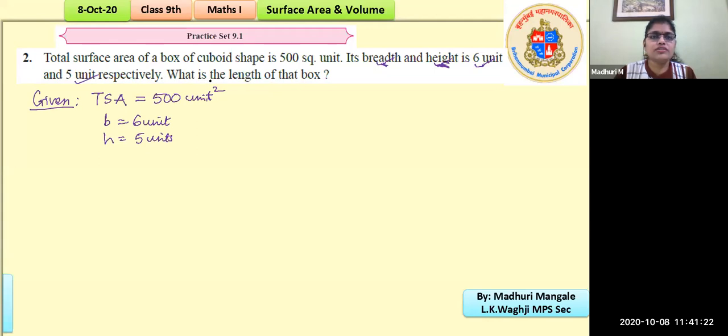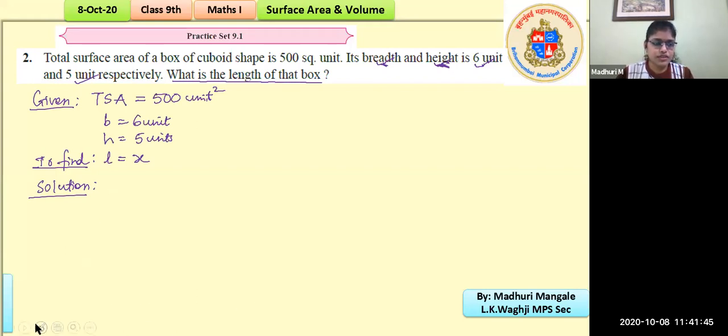Now, what are we asked to find? What is the length of that box? So to find the length, we start that, let the length be x, fine. And now we begin with the solution. So what is the formula that we use here? The formula is for the total surface area. The formula is twice of LB plus BH plus HL. So we start with the TSA, that is twice of LB plus BH plus HL.